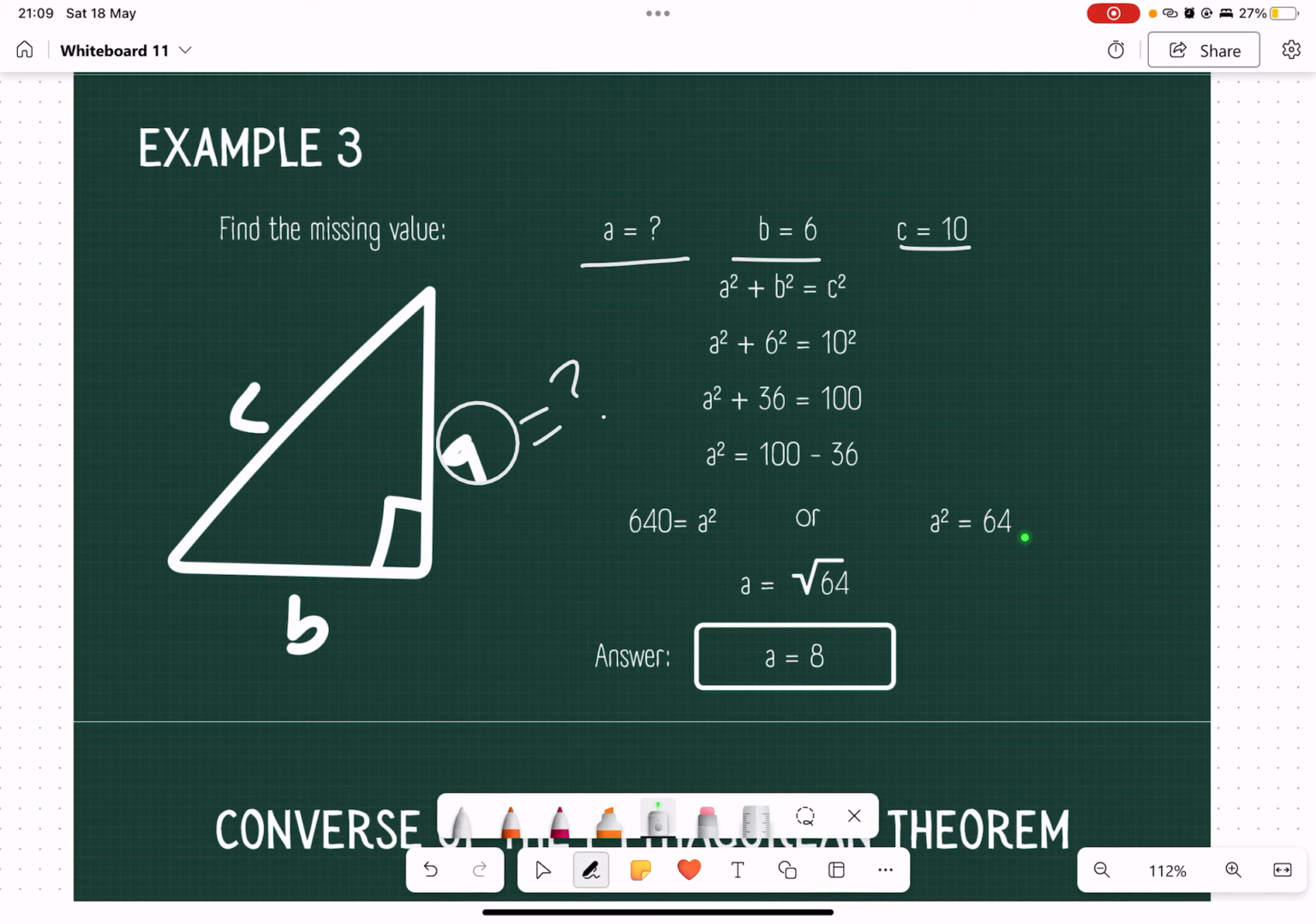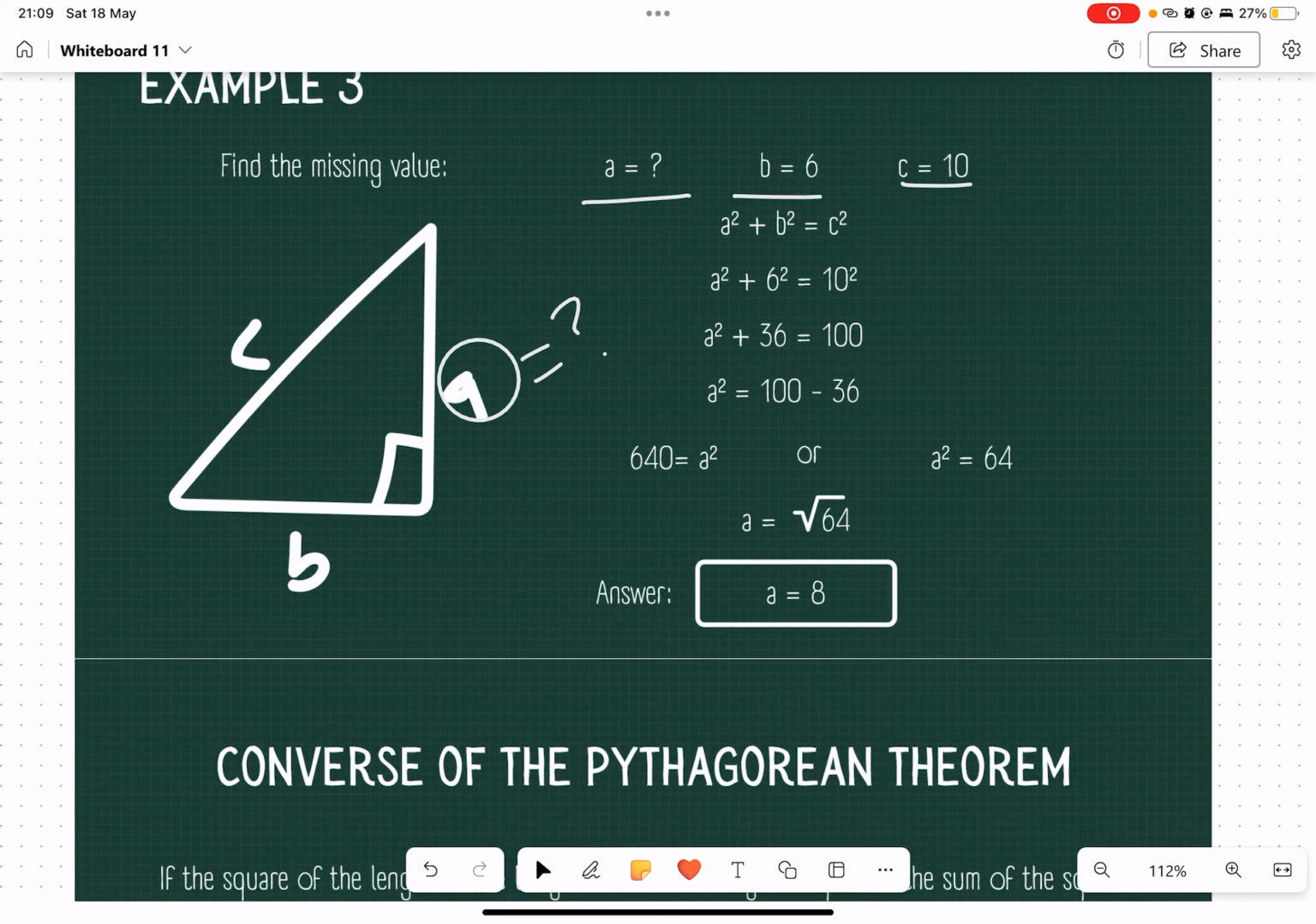And then remember we're solving for A, not A squared. So we need to square root both sides. So when you square root both sides, we get that A is 8. Right. Awesome. So let's move on, ladies and gentlemen.